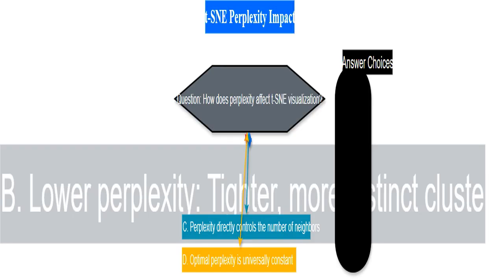The lower perplexity setting tells TSNE to focus on closer neighbors. This makes clusters appear more tightly packed and distinct. It's like zooming in on that map. You see individual buildings, street details, but lose sight of the whole city's layout.